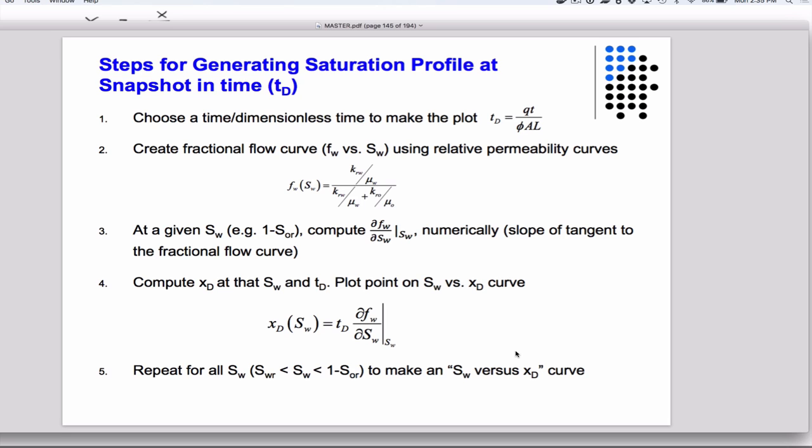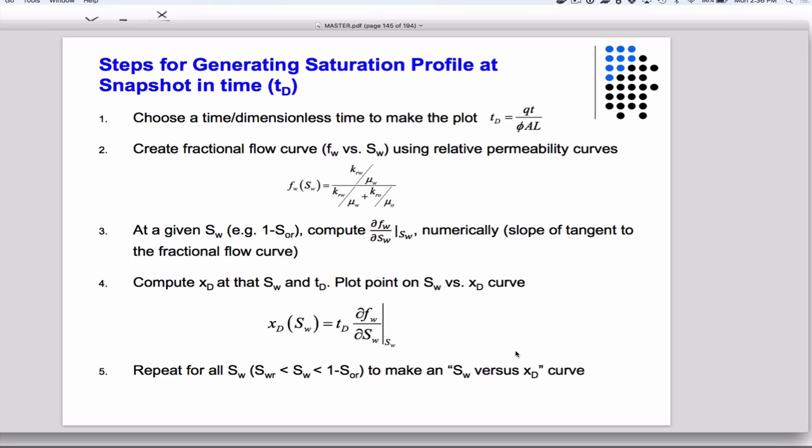You're just iterating over discrete points, right? So you pick a time, create your dimensionless time, create your fractional flow curve from your relative permeabilities. Then, from the initial saturation to the residual saturation, you're going to sweep over the values of S.